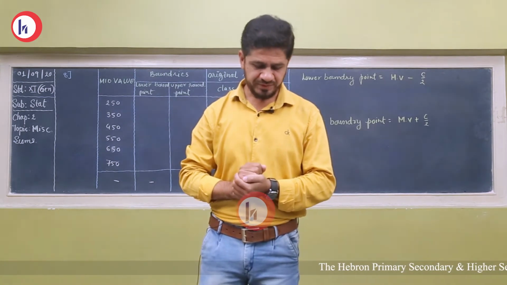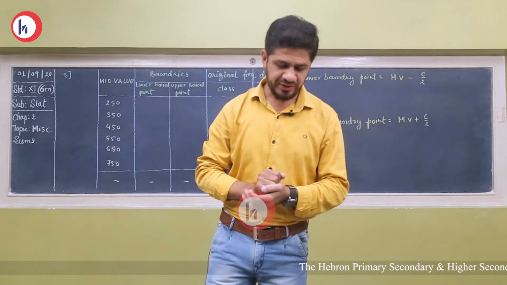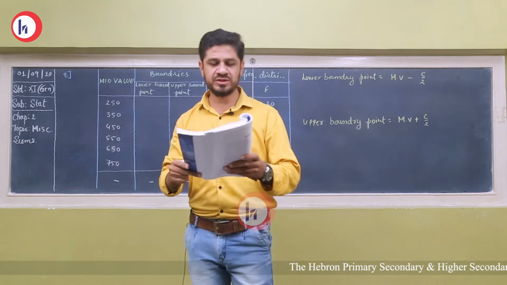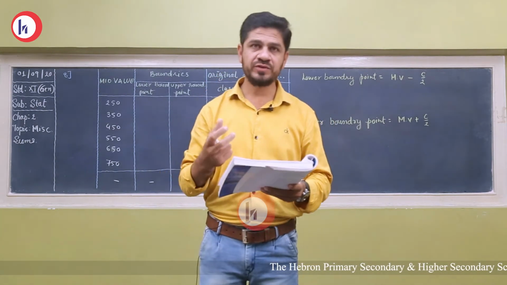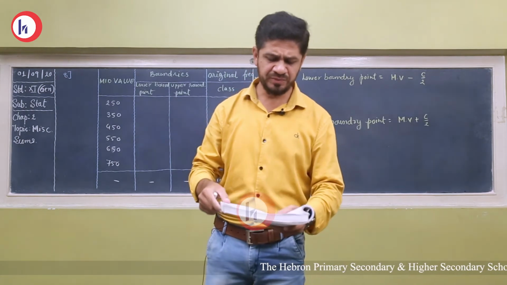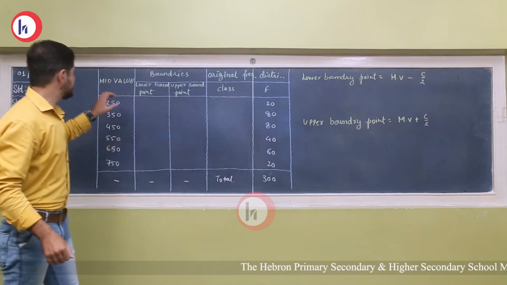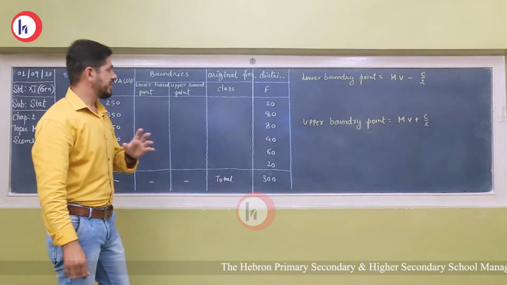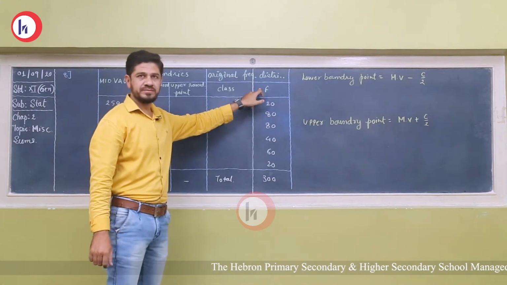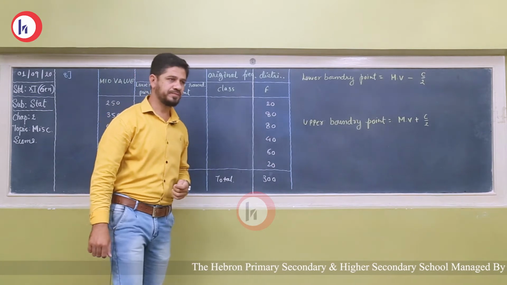So come to page number 61 again, section D. Question number 8. Obtain the original frequency distribution from the following data. The mid value is given and the frequencies are given. So here is the mid value, and I do not change any value of the frequency. We are going to find the original frequency distribution.